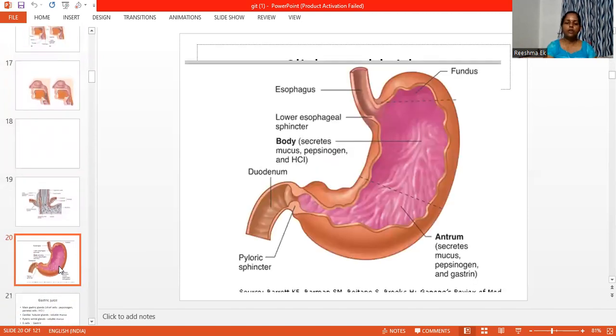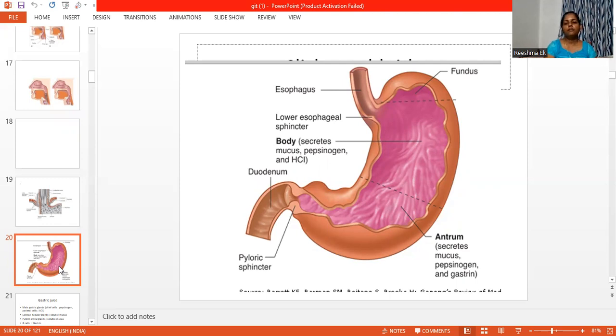Then about the short description of the stomach. The stomach is a part of the gastrointestinal tract which is seen between the esophagus and intestine. It is actually a sac-like part of the gastrointestinal tract. The upper part of the stomach is the cardiac stomach, and it contains the fundus and body, and also it has the antrum. And the lowest part of the stomach is the pyloric sphincter.